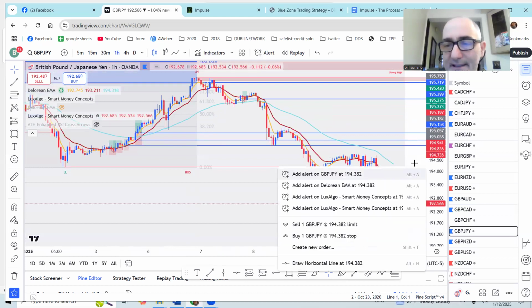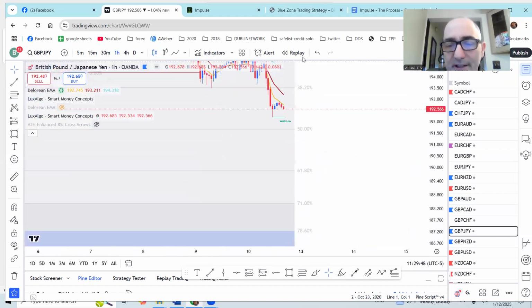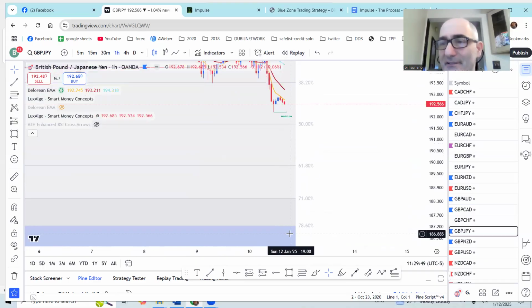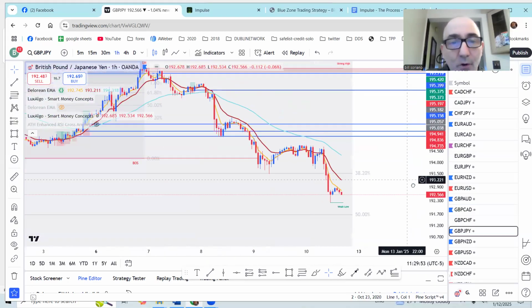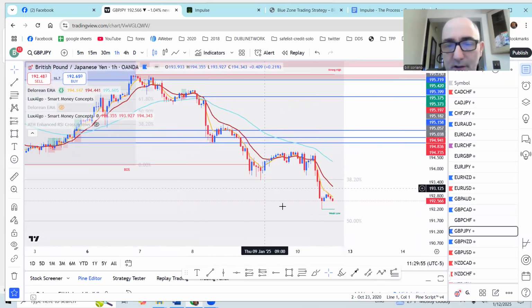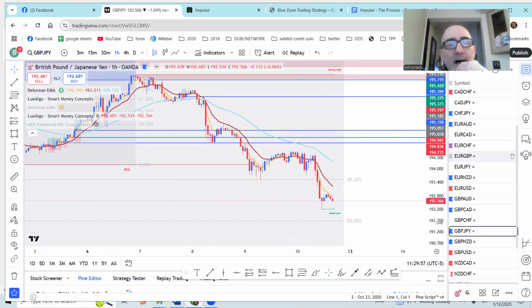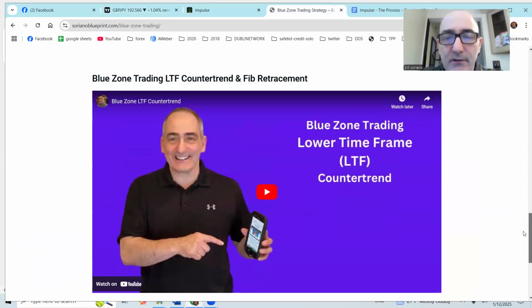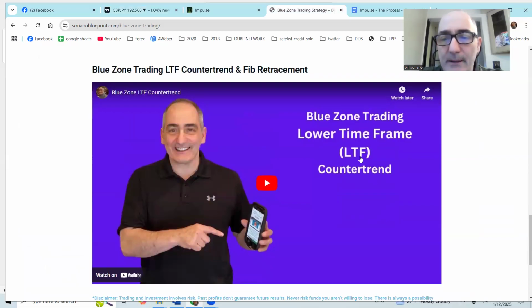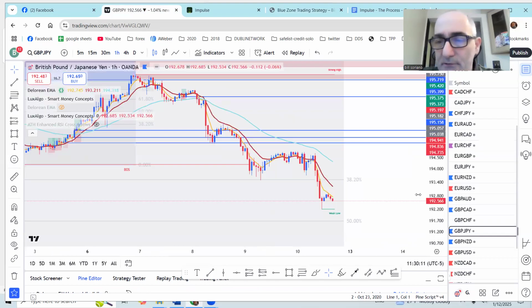And we'd like to get in that trade because, again, we know the price eventually has to get all the way down here. But we don't know when. So this was a good trade opportunity on the lower time frame. It was the lower time frame counter trend trade, which I go into detail on in this video. So that was an interesting one there.